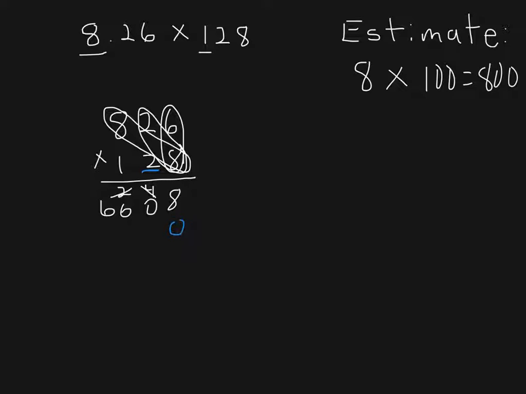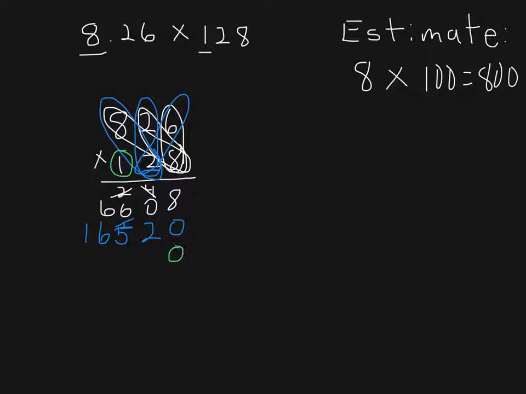Now I'm going to move over to the tens place here. Multiply by the tens, so I know I have to have a 0. And 2 times 6 is 12. So I'll put a tiny 1 and a bigger 2. And 2 times 2 is 4, and I'm going to add in that 1, so I get a 5. And 2 times 8 is 16. It's kind of hard to read my 5. There, that's better.